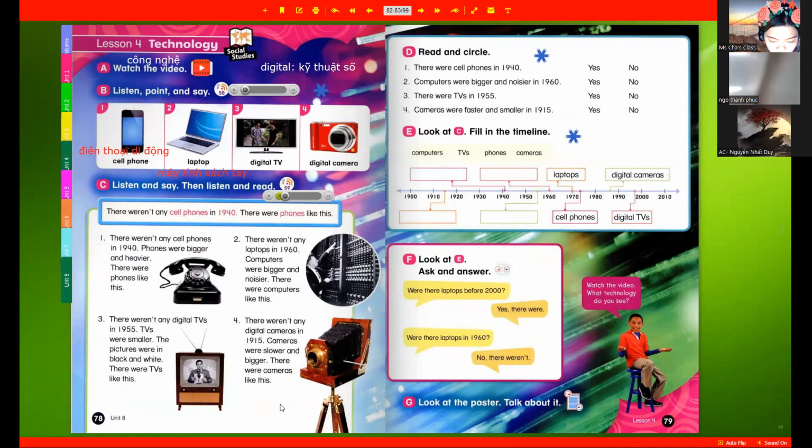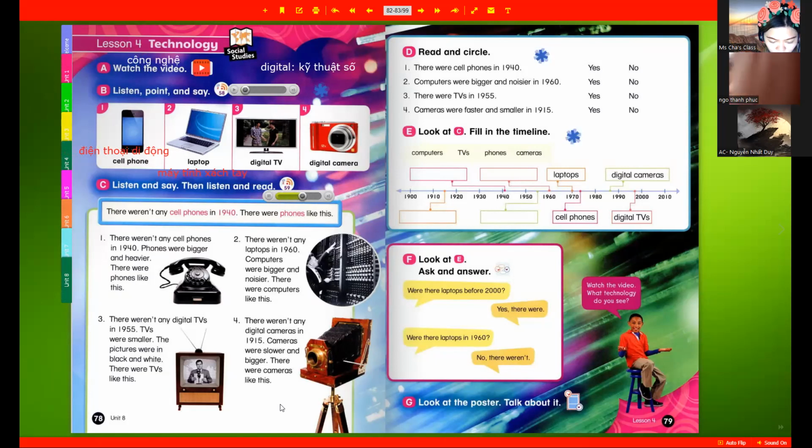There weren't any cell phones in 1940. There were phones like this. 1. There weren't any cell phones in 1940. Phones were bigger and heavier. There were phones like this. 2. There weren't any laptops in 1960. Computers were bigger and noisier. There were computers like this.